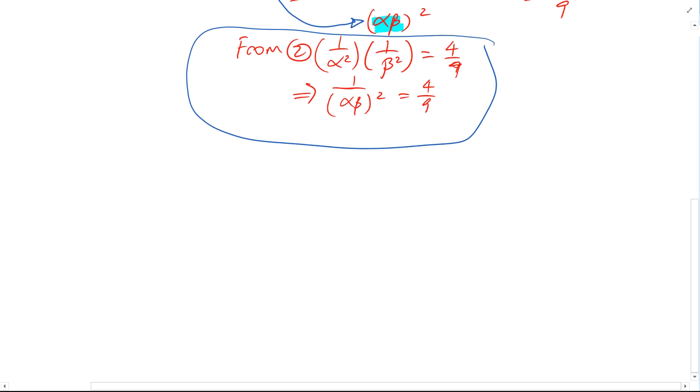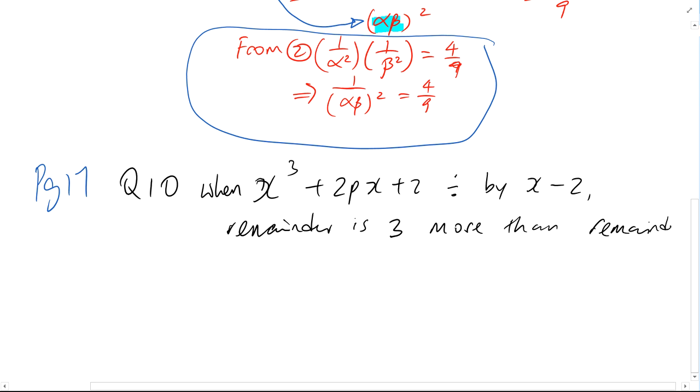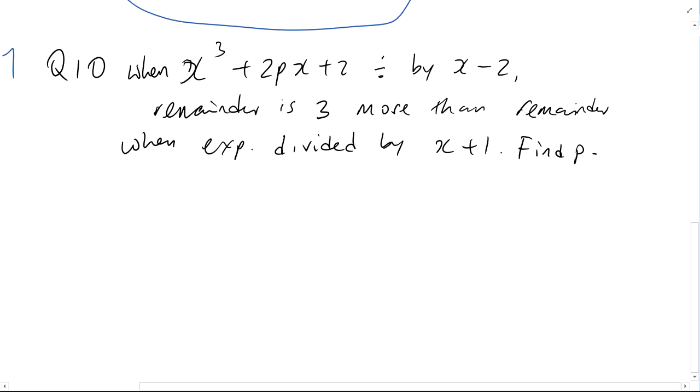Okay, mentor series, page 17. Which one? Question 10. When x cubed plus 2px plus 2 is divided by x minus 2, the remainder is 3 more than the remainder when the expression is divided by x plus 1. Find p. Okay, so we have this question in your mentor series on page 17, question 10.